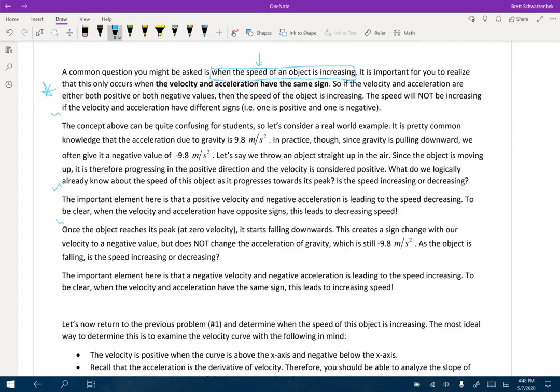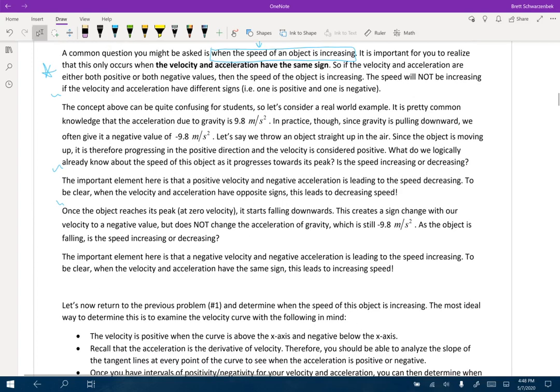That is the first very important concept to understand, which will help us do some of the problems before. Now, the first question I usually get is, why? Why is this the case? So, long ago I came up with this great example that most students completely understand once I read it, so just listen. It is pretty common knowledge that the acceleration due to gravity is 9.8 meters per second squared. In practice, though, since gravity is pulling downward, we often give it a negative value of negative 9.8 meters per second squared. Let's say we throw an object straight up in the air.